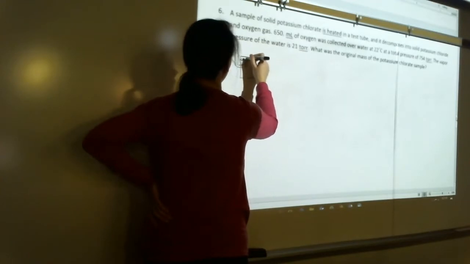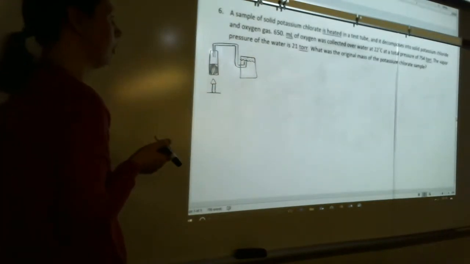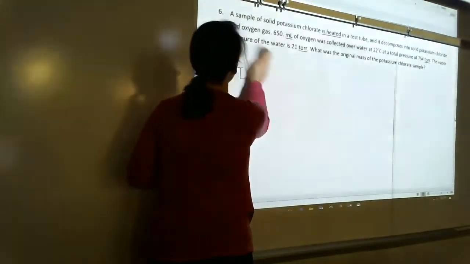And it bubbles up through the water. There we go. All right, so you wouldn't have to draw that out, but just so you get an idea of what we're doing here, right? So we've got our sample.